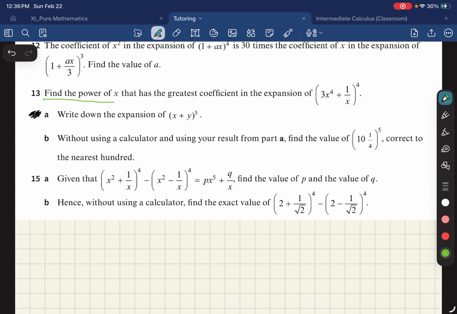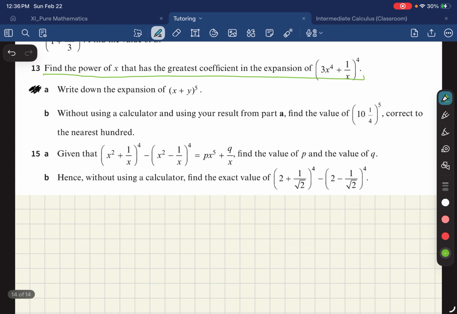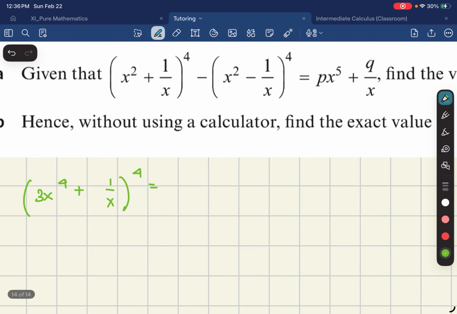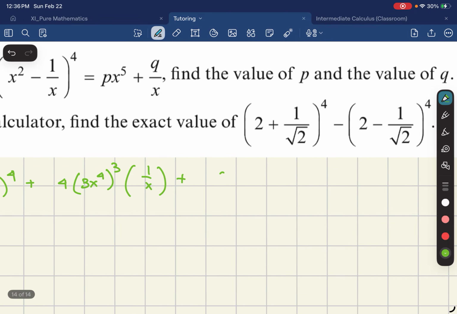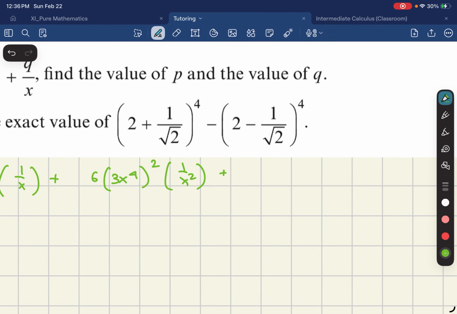No, it says find the power of x that has the greatest coefficient in the expansion of this. This one, I would recommend you to just expand it out to the power 4. So that is going to be, if you remember Pascal's triangle, you would get 3x to the power 4 plus 4, 3x to the power 3, 1 over x plus 6, 3x to the power 2, 1 over x squared, plus 4, 3x squared, 1 over x cubed, plus 1 over x to the power 4.